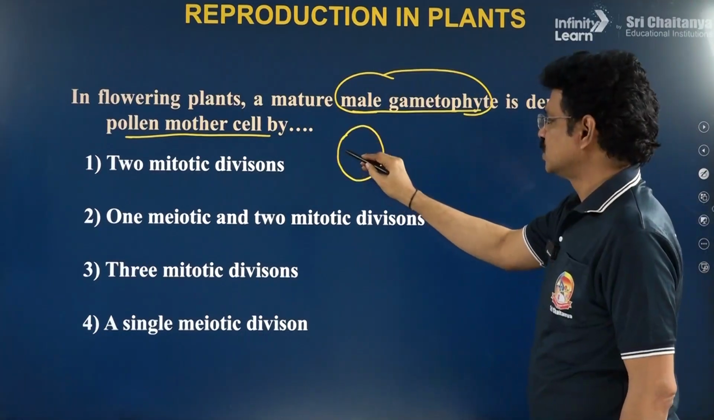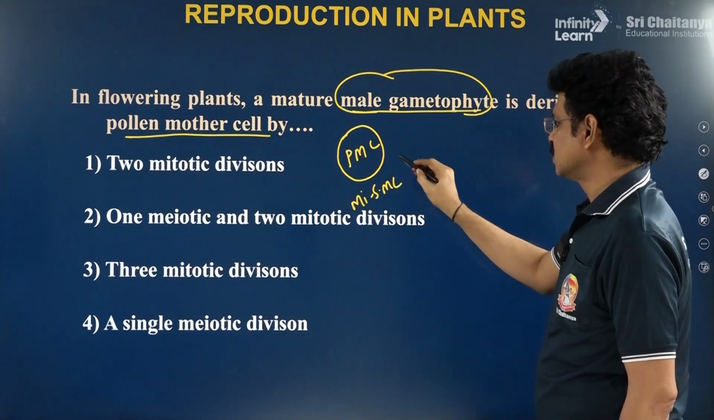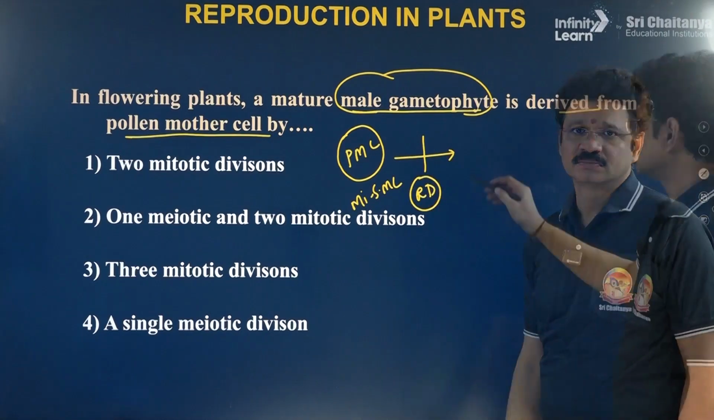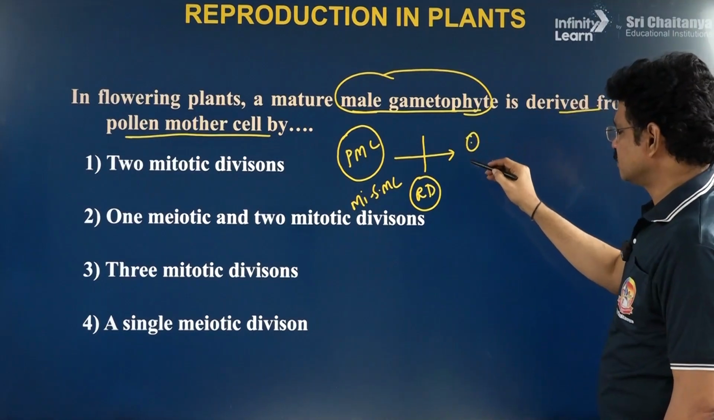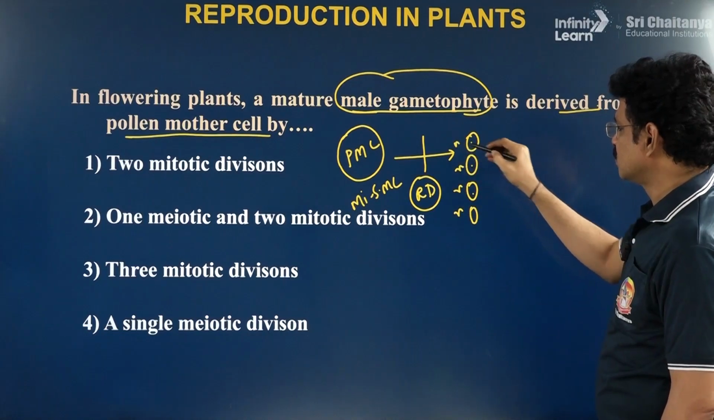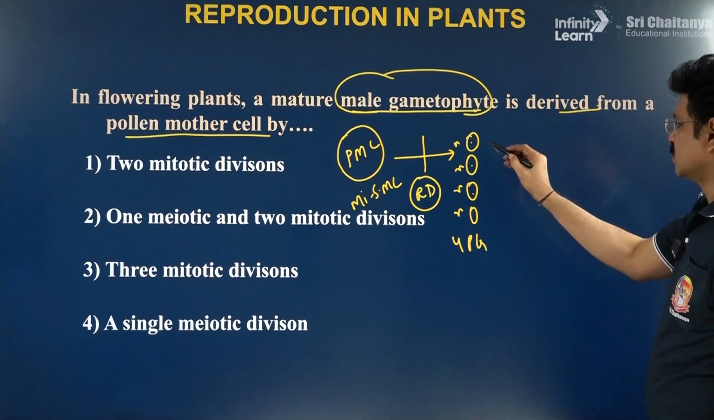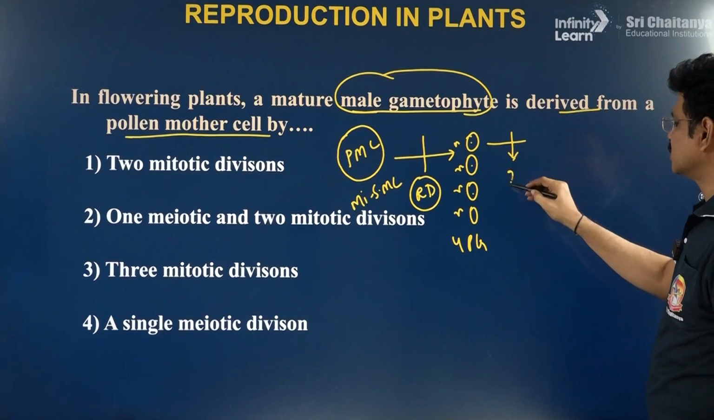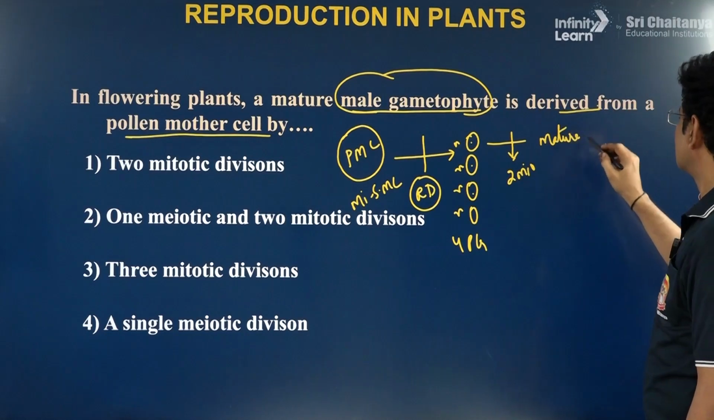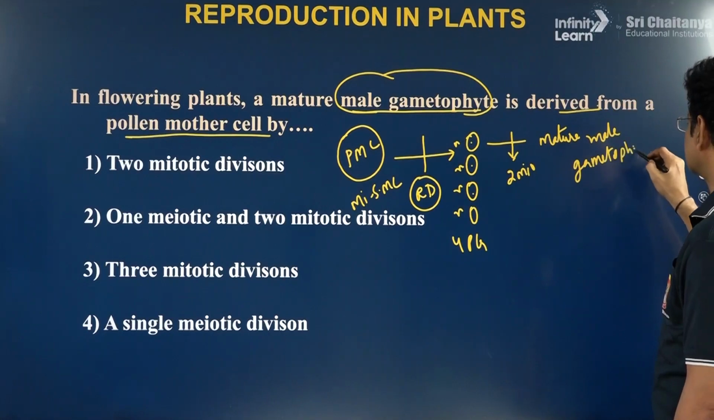Listen. It is one pollen mother cell. Another name of the pollen mother cell is the microspore mother cell. This microspore mother cell undergoes 1 meiotic division, nothing but reductional division. Then it gives rise to 4 pollen grains. Pollen grains 1, 2, 3, 4, all are haploid. Each pollen grain undergoes 2 mitotic divisions to form a mature male gametophyte.